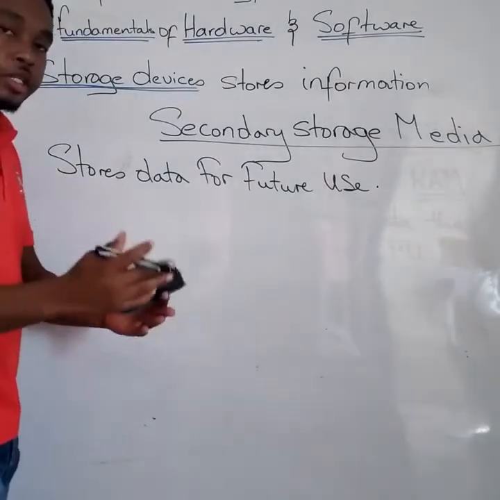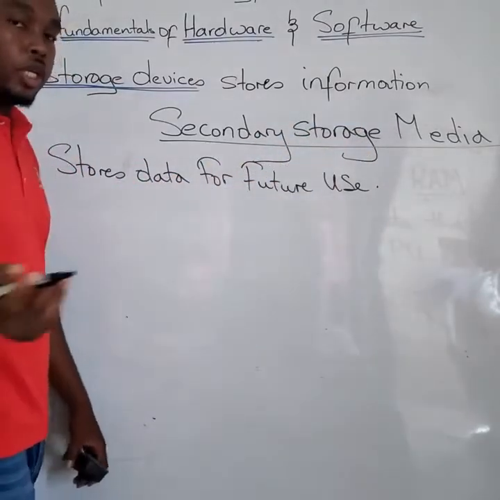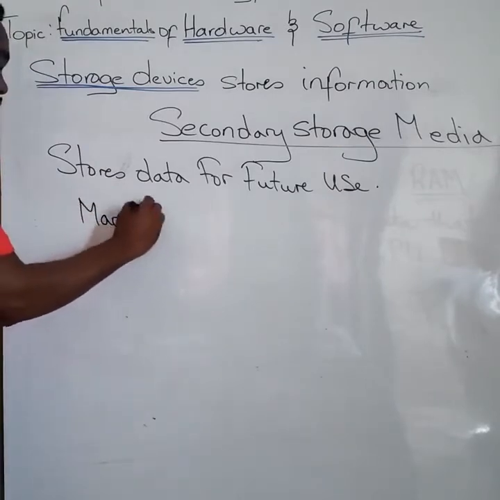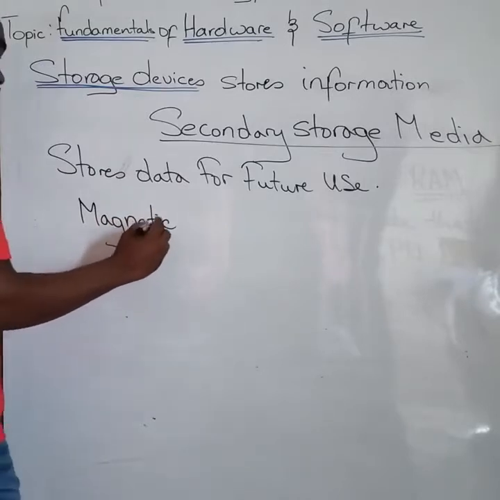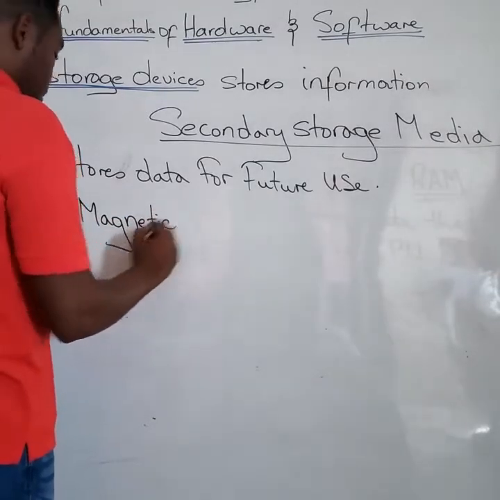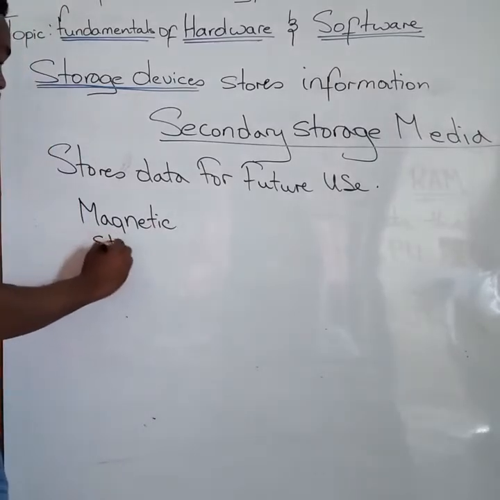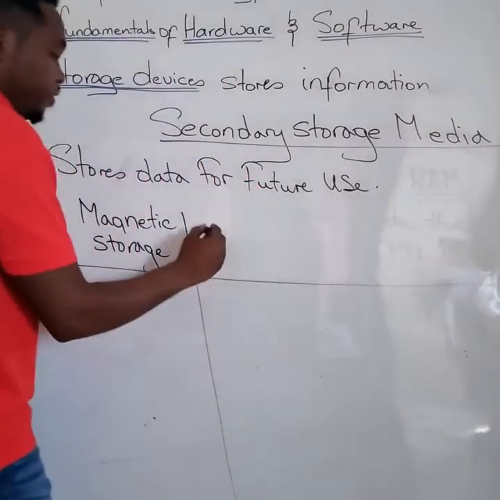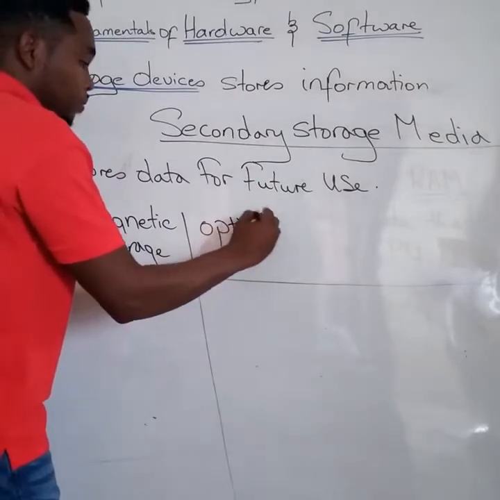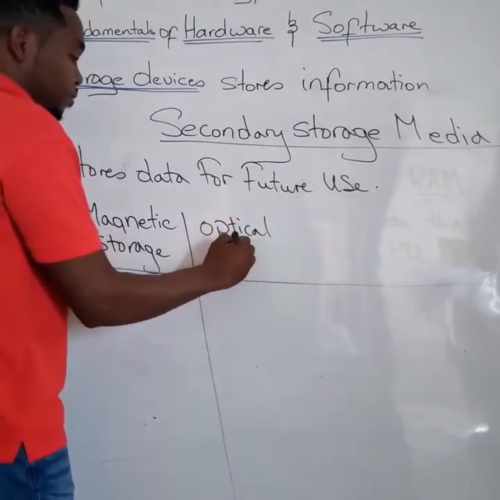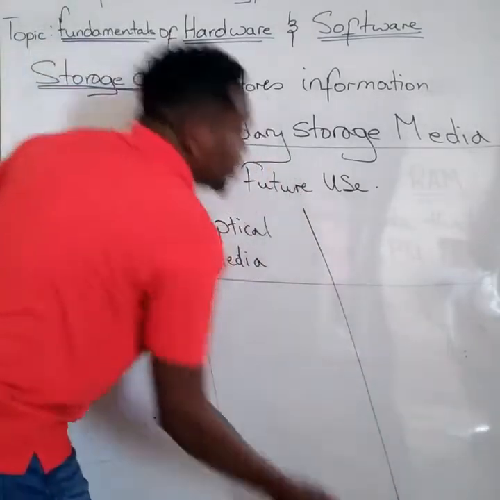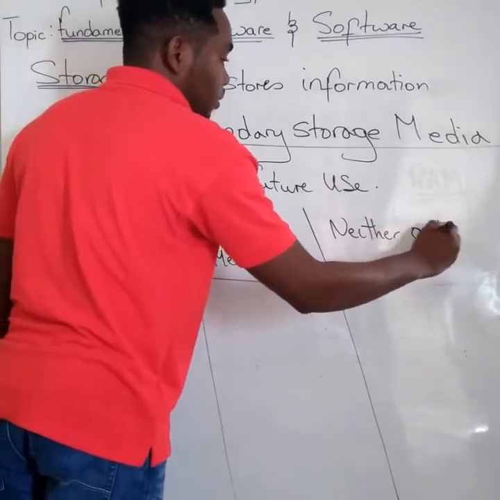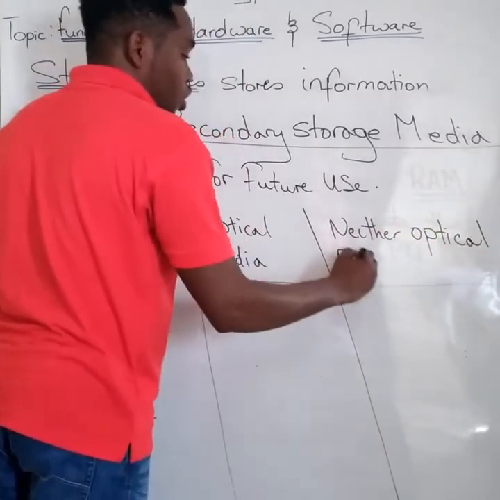So we are going to categorize the different types of storage media that are out there. We can have devices falling under magnetic. We have devices falling under optical. And we have devices that we consider neither optical nor magnetic.